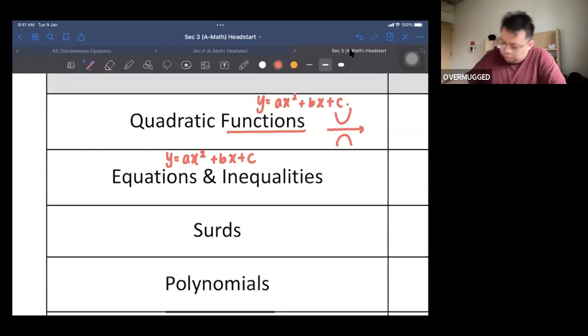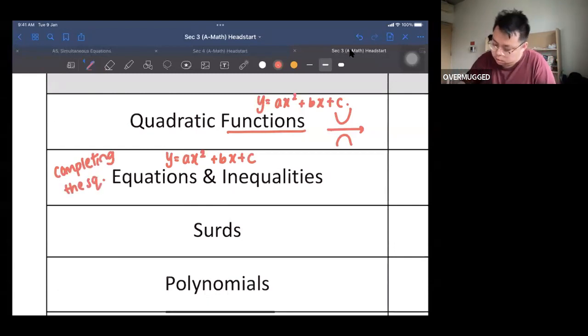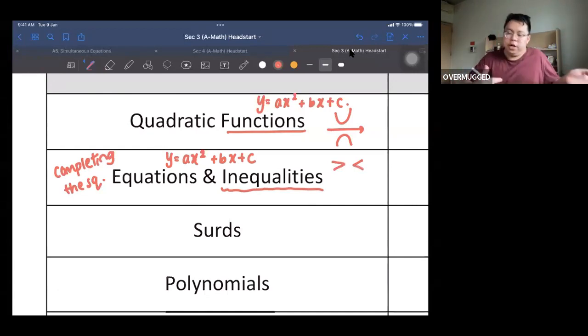Okay. So you will understand the intricacies of how to solve quadratic equations using the box, using the quadratic formula. You will also learn completing the square in this chapter, and you will learn about inequalities. So inequalities is something that you have learned in Sec 2 math, which is the relation symbols like this. But this one, you will learn how to solve quadratic inequalities. So that one needs an additional layer when you're learning about inequalities with quadratic functions inside.